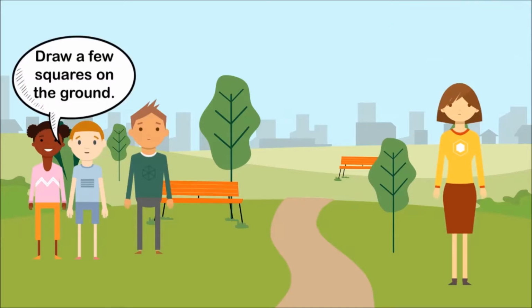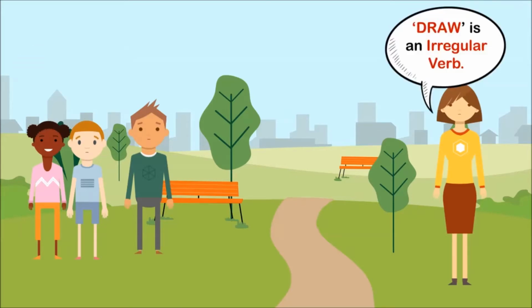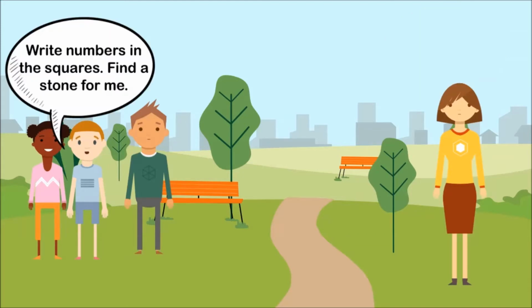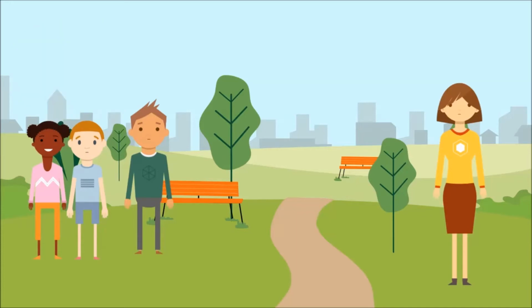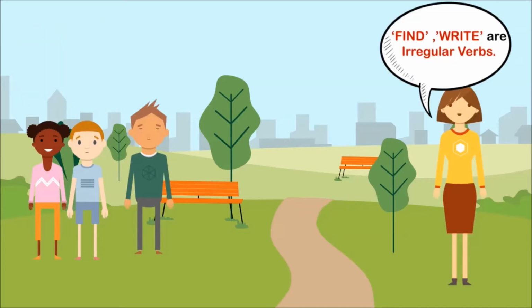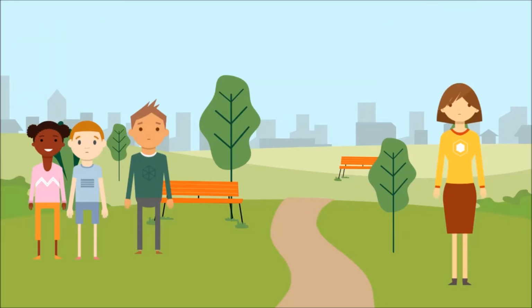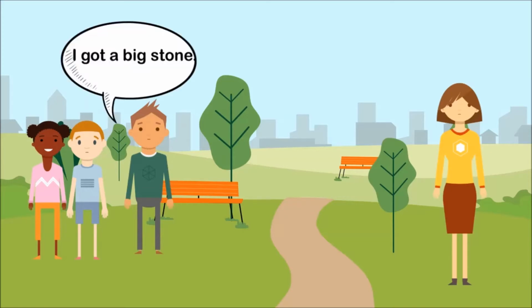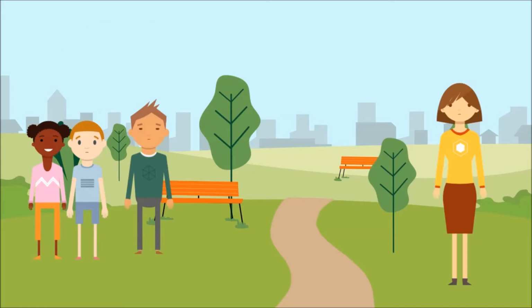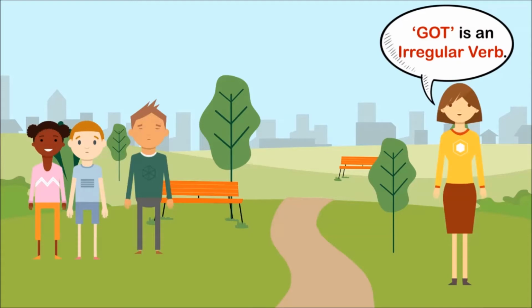Draw a few squares on the ground. Draw is an irregular verb. Write numbers in the squares. Find a stone for me. Find, write are irregular verbs. I got a big stone. Got is an irregular verb.